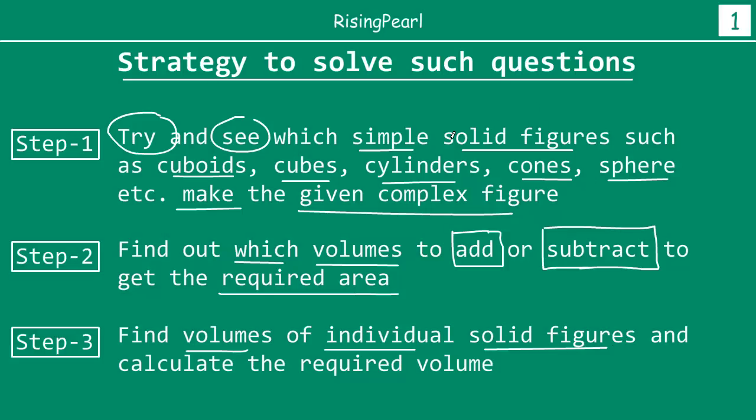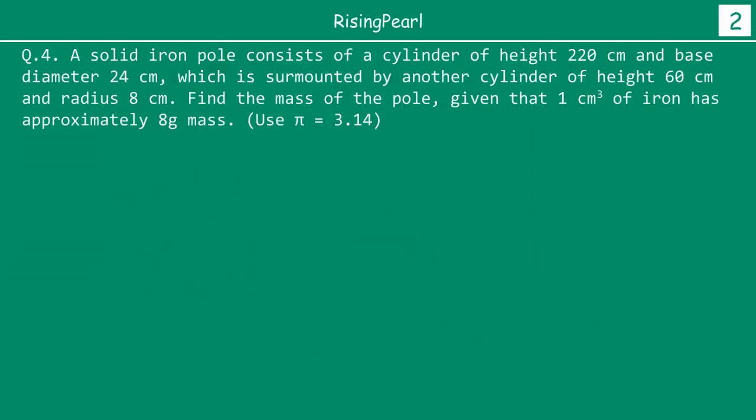Now you recall that in our earlier grades we have learned how to find the volume and surface areas of cuboids, cubes, cylinders, cones, spheres, hemispheres, etc. We are going to use those formulas to find the volume of these individual solid figures that make up our complex figure. And then using step 2 we will decide which volumes we add and or subtract. By applying that we will find the required volume that we need to find in the question. We have seen and applied these steps in the last few episodes as well, as we have been looking at these questions. So we are going to take more questions in this webisode.